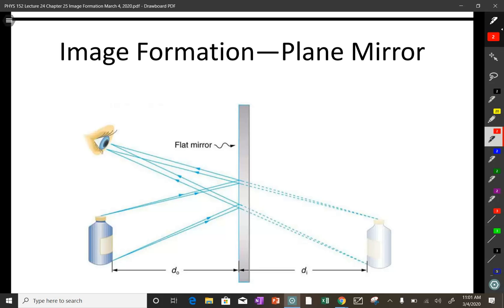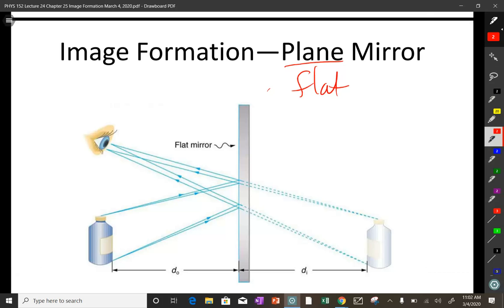And the easiest way to explain where the image is with a plane mirror. Now, when we say plane mirror, we don't mean regular everyday. We mean flat. So a plane mirror is a flat mirror. The easiest way to explain where the image is to recognize that our eyeballs have an opening that is not just a point. That is, there's light coming in from the top of the pupil to the bottom of the pupil. And so this picture is showing rays going to the bottom of the pupil and the top of the pupil.